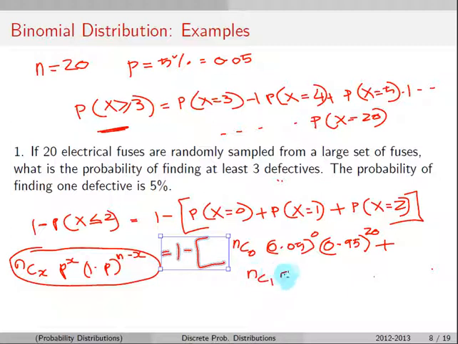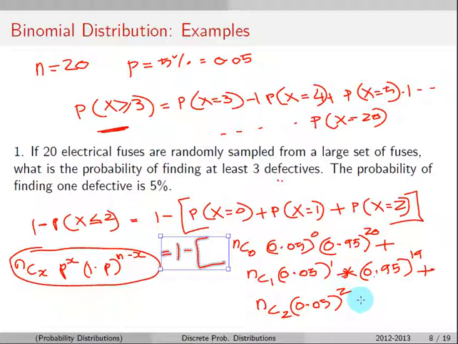plus we have nC1 multiplied by 0.05 raised to 1, multiplied by 0.95 raised to 20 minus 1, which is 19, plus nC2 times 0.05 raised to 2 because we have x equals 2, multiplied by 0.95 raised to 20 minus 2, which is 18.